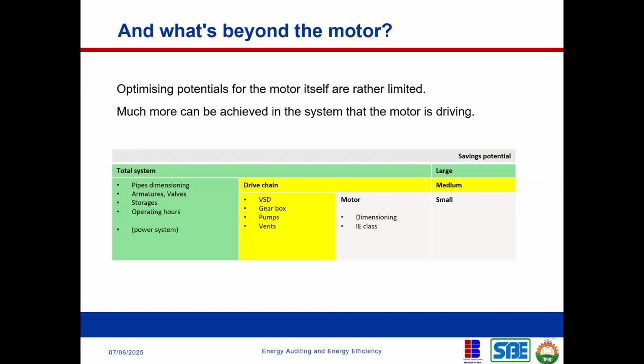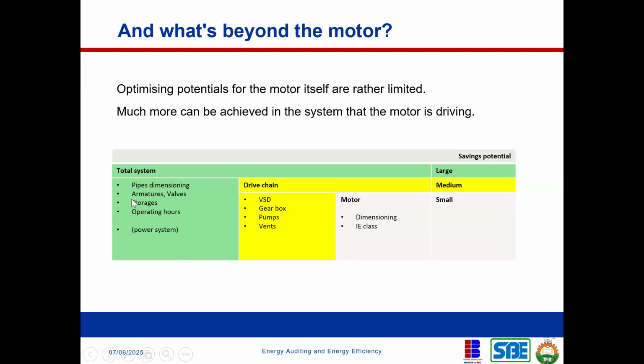So what can be done beyond the motor? I've already explained this, where I talked about how, instead of recommending changing the motor, sometimes you have to look at the motor-driven application and some optimization measures. So we're going to look at some of those things that can be done at this level. Optimizing potentials for the motor itself are rather limited. Much more can be achieved in the system that the motor is driving.